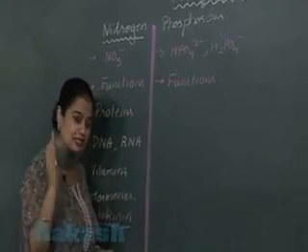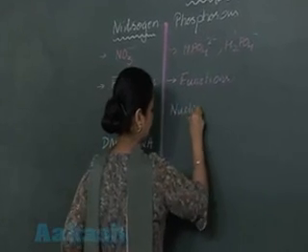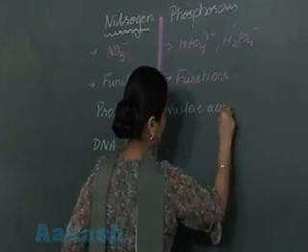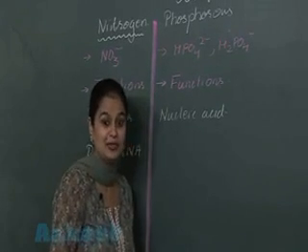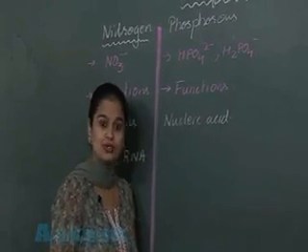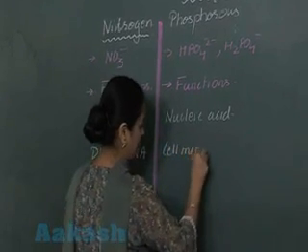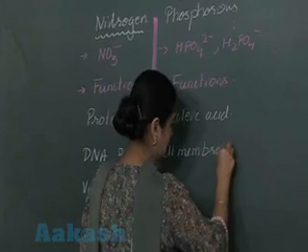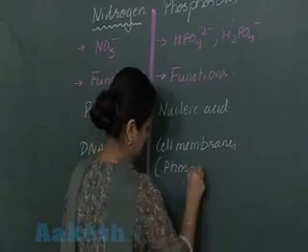Phosphorus, one, is a component of nucleic acids, DNA and RNA. So you might know that in DNA and RNA the phosphodiester bond is formed. Along with that, it is a component of the cell membrane. In the cell membrane, it is a component of phospholipids.